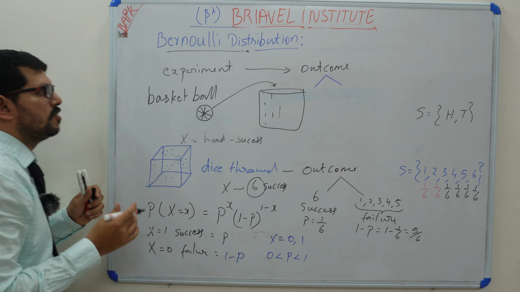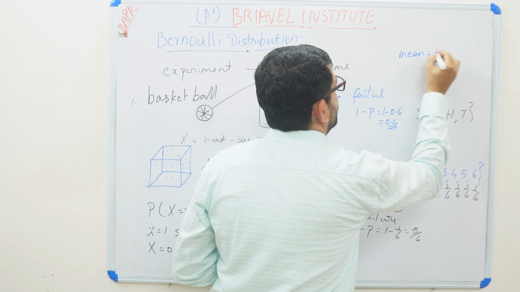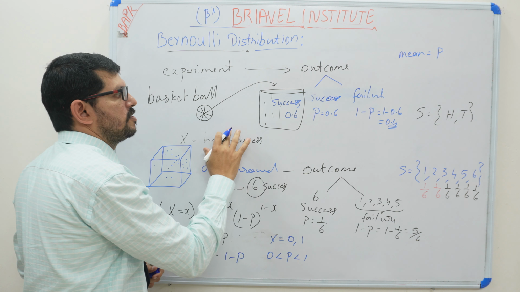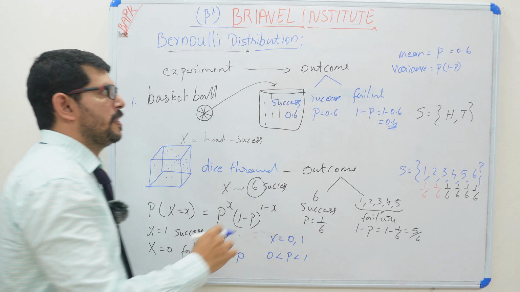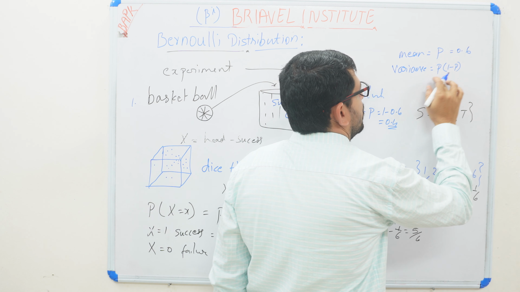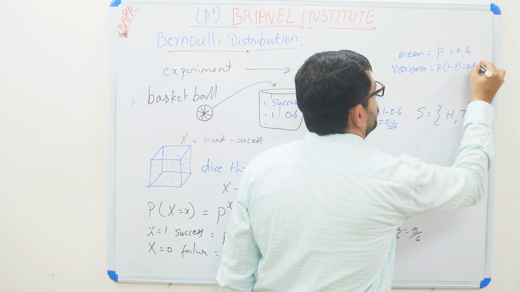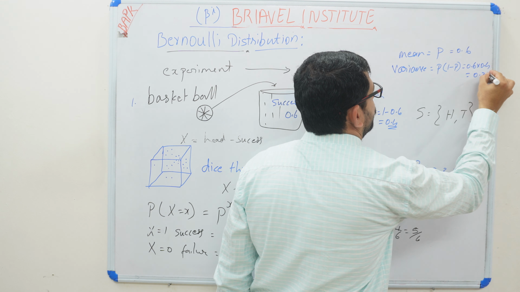And then sometimes they will ask what is the mean of the distribution. So mean is equal to p. This is the same as my success value. So mean is equal to p, which is 0.6. And what will be the variance? Variance is equal to p into 1 minus p. Both values will be available in our table. So this is 0.6 into 0.4, so this is 0.24.